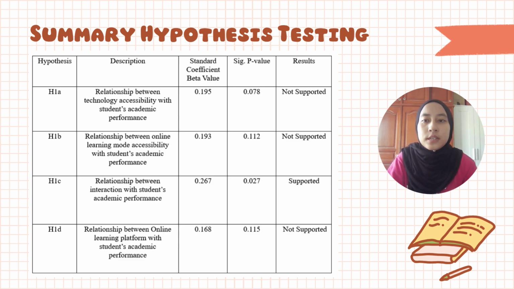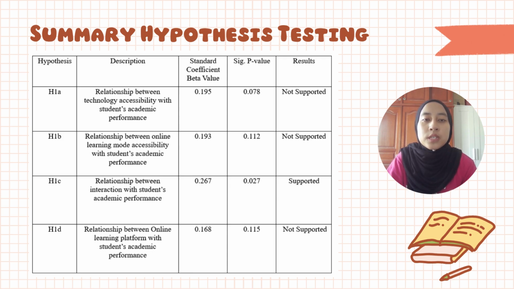Summary of hypothesis testing. For the first hypothesis, the relationship between technology accessibility and student academic performance shows a significance p-value of 0.078, which does not support the hypothesis. For the second hypothesis, the relationship between online learning mode accessibility and student academic performance.